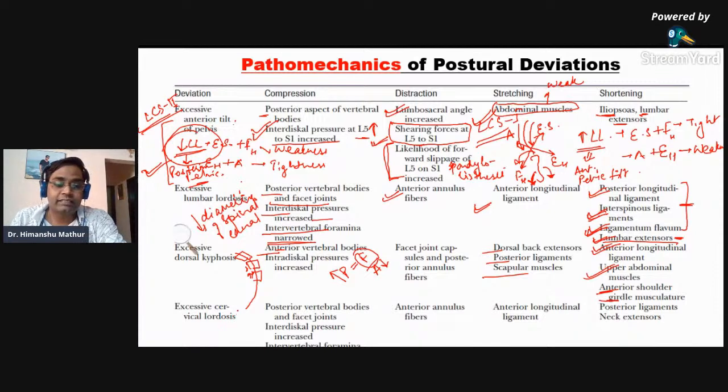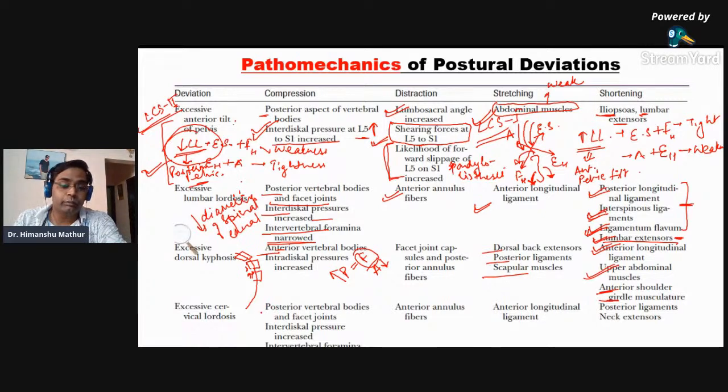Talking about excessive cervical lordosis, it is the opposite of the forward head posture, right? I'll tell you about the forward head posture, but it is the opposite of forward head posture. In this case, there is a significant retraction of the upper cervical spine along with the hyperlordotic posture of the other cervical spine, okay, lower cervical spine.